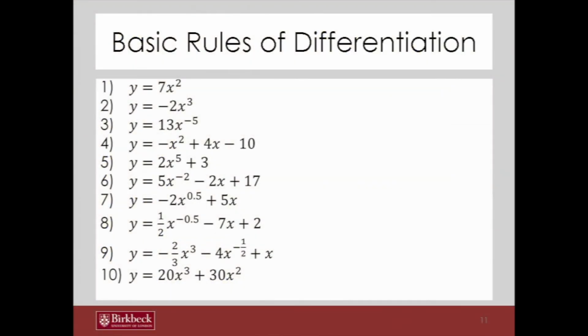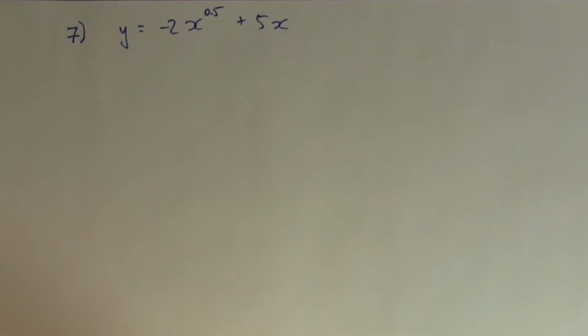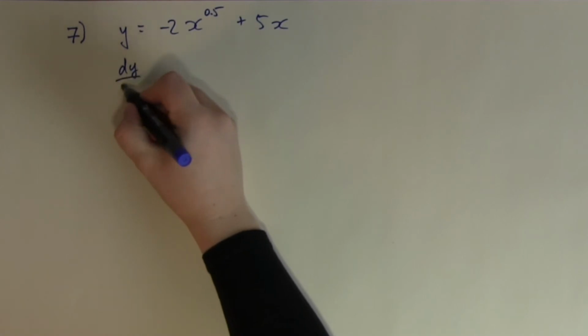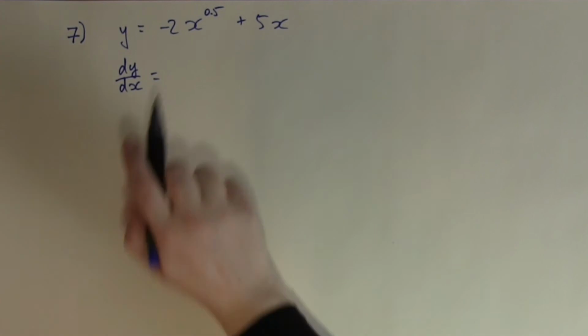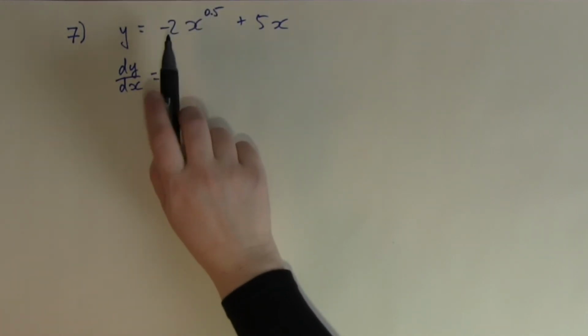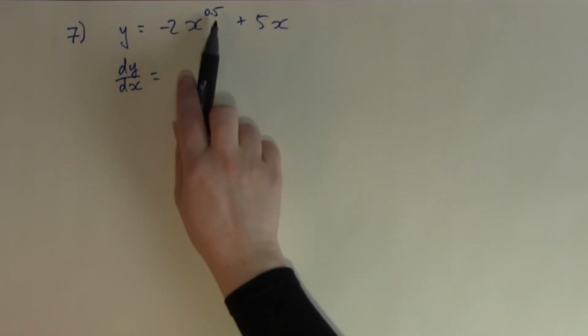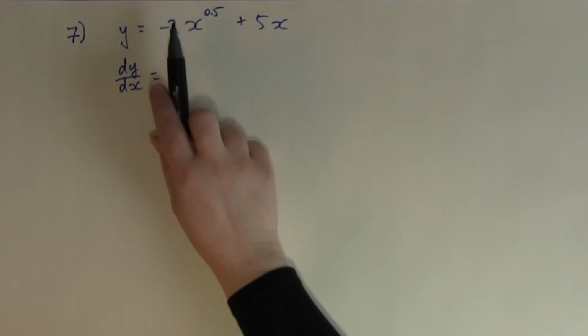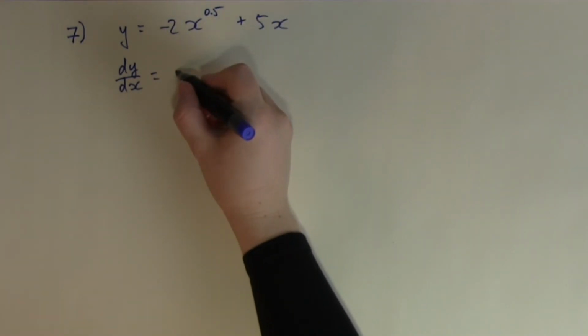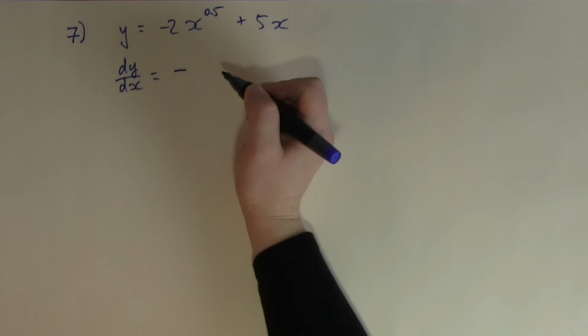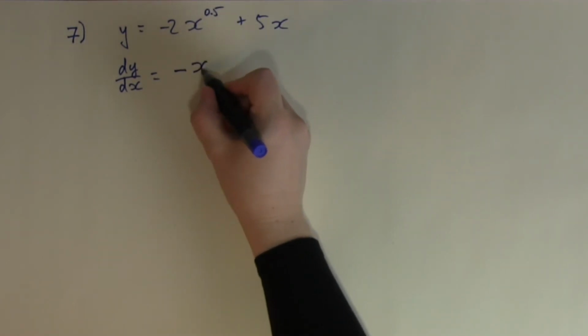So example 7, y is equal to minus 2x to the 0.5 plus 5x. So what is the derivative of this function? Again, what is the rule? Bring the power down, so that will be minus 2 times 0.5. But you remember that 0.5 is half, so what's the half of negative 2? Well, that's just negative 1. And remember, we don't write the 1 out as a coefficient, so I can just write negative x.